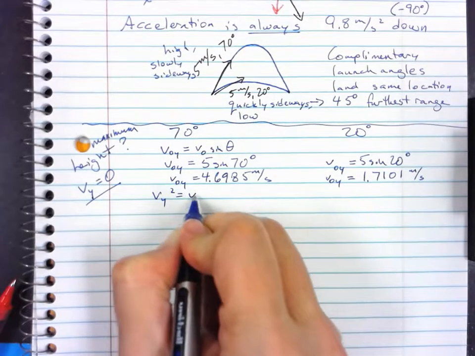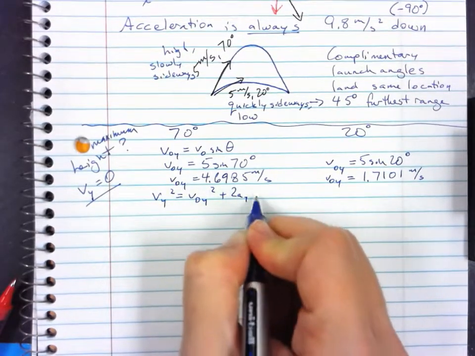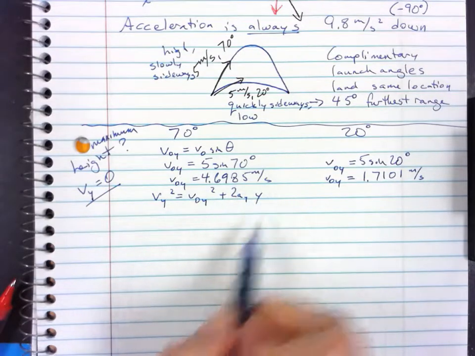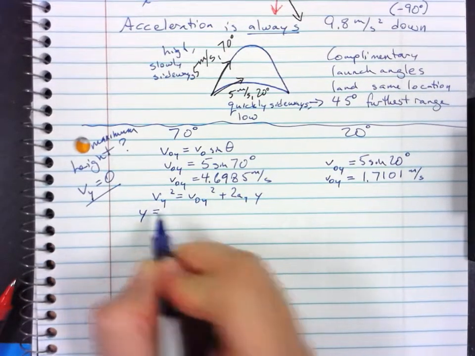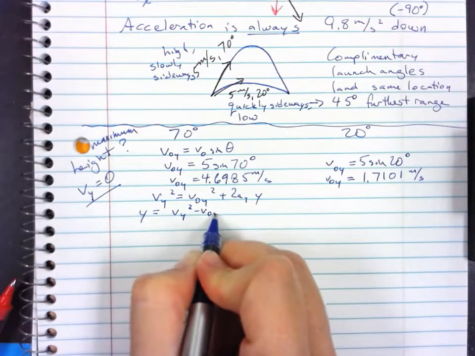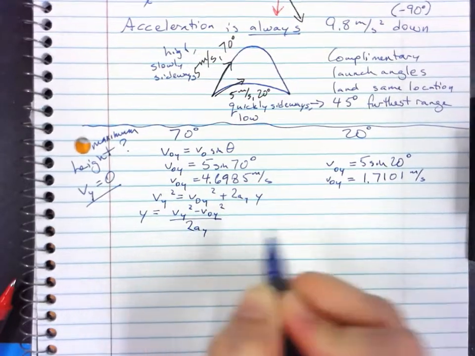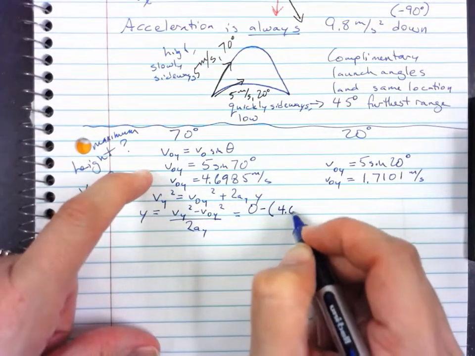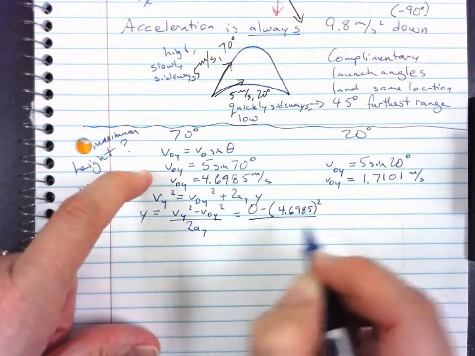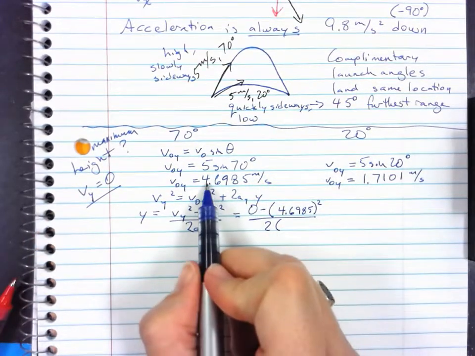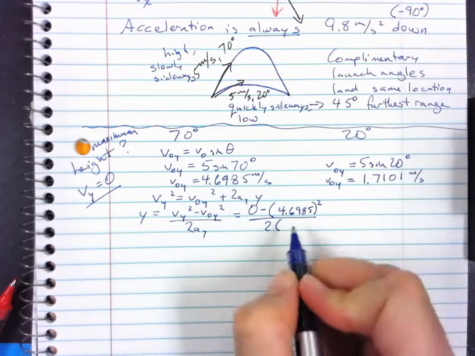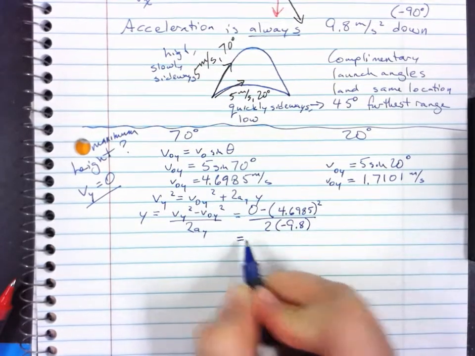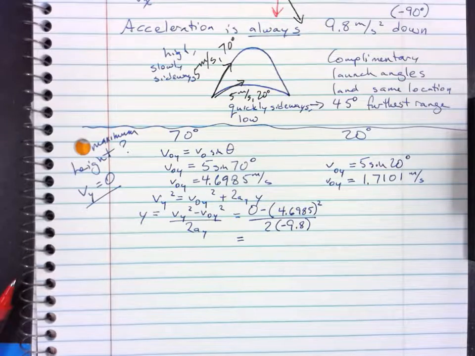So Vy squared equals Voy squared plus 2Ay. If I rearrange, this is y equals Vy squared minus Voy squared over 2Ay. So final is 0, minus the initial is 4.6985, don't forget to square, divided by 2 times, this is positive for upward, gravity's always down, so I need to make this negative. And so 4.6985 squared divided by 2 times 9.8, both negatives cancel out.